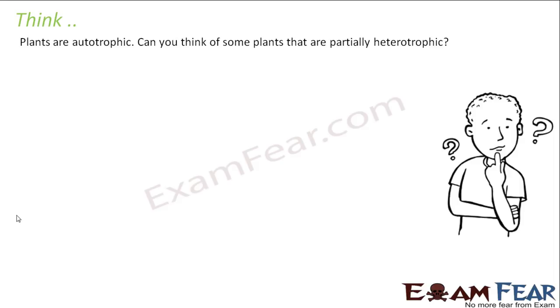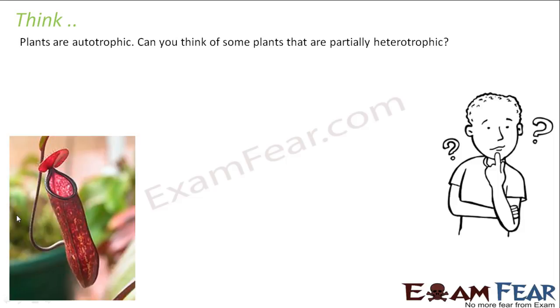The next one, plants are autotrophic. That is, they can prepare their own food. Can you think of some plants that are partially heterotrophic? That means, can you think of any plant which depends on others for its food? One of the very common examples is the pitcher plant. This is how it looks like. You have a pitcher-like structure. As soon as an insect comes in, it takes the insect inside and this lid closes. And that is how the insect is trapped and it is eaten up. So that is how it is heterotrophic.